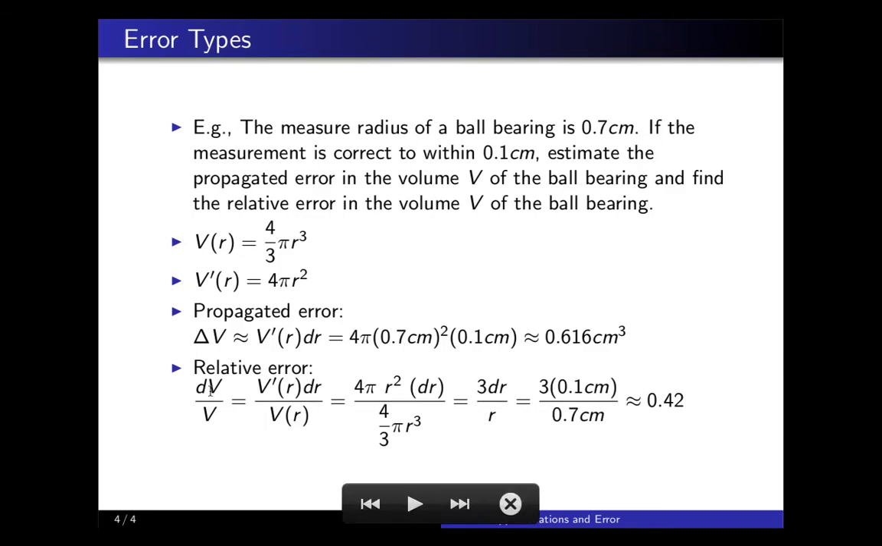Okay, and then for our relative error, we're going to take dV divided by V, so V prime of r times dr, all divided by the volume. When we cancel off all of the similar terms, what we wind up with in the end is 3 times the measurement error, all divided by the radius. And that's going to be 0.42. So in other words, the percent error that we're going to get here is 42%. So as I said, something pretty bad.